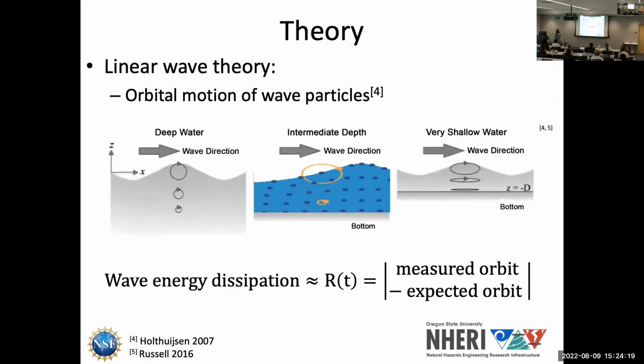So that's some background, and there's some more important theory that will come up throughout this presentation. According to linear wave theory, water particles in a wave travel in an orbital motion. And fundamentally, the purpose of coastal engineering structures is to disrupt this perfect orbital motion.